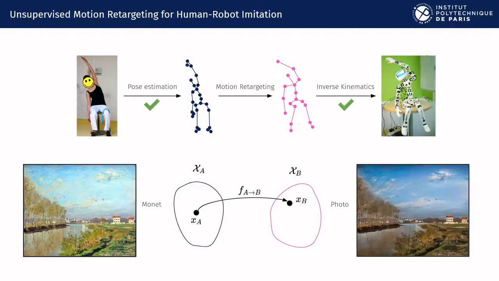In this work, we thus try to adapt this approach that worked successfully in vision to our task of motion retargeting. While our early results are disappointing, we believe that this research direction has the potential to improve human-robot imitation in the future.